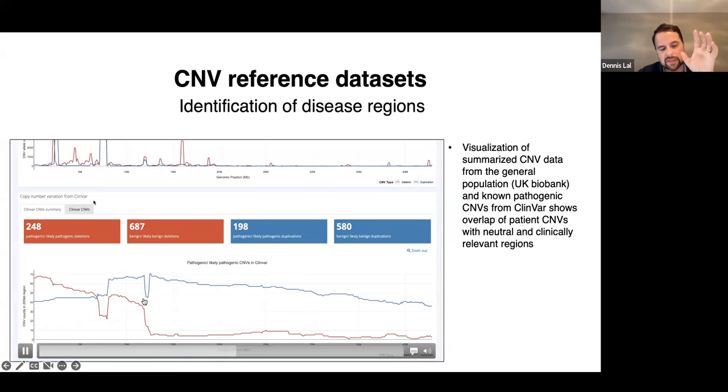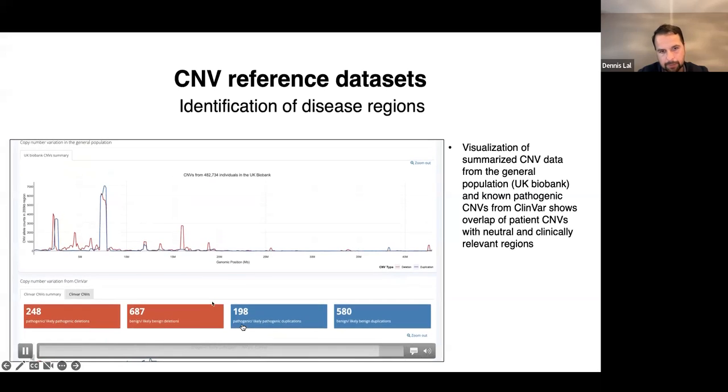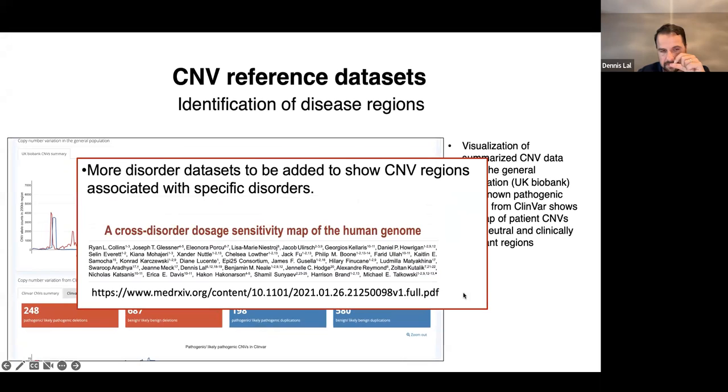But these CNVs are very large, so they probably only make this decision here for the small CNVs, and you can just count how many patients' CNVs were classified as pathogenic, for deletions and duplications separately, in that region. So what we could do more here is add more disorder-specific genomic tracks.